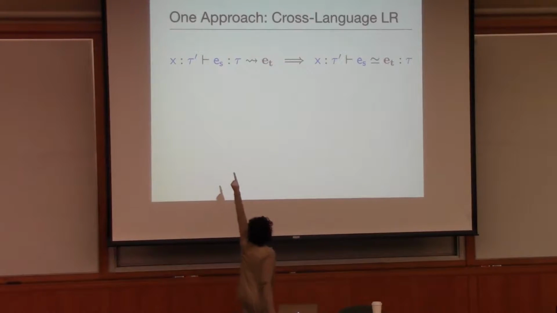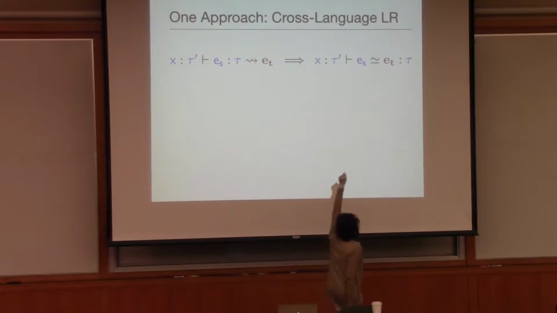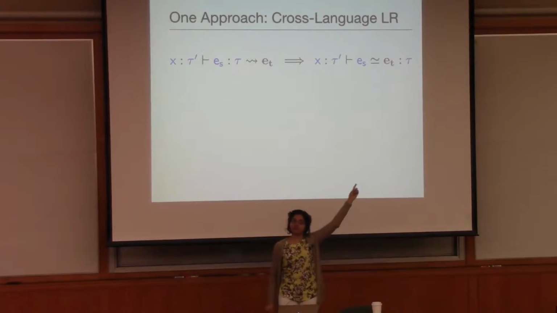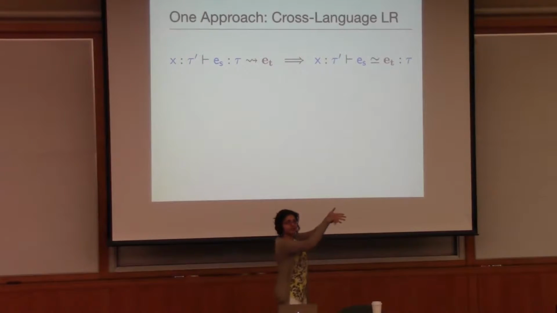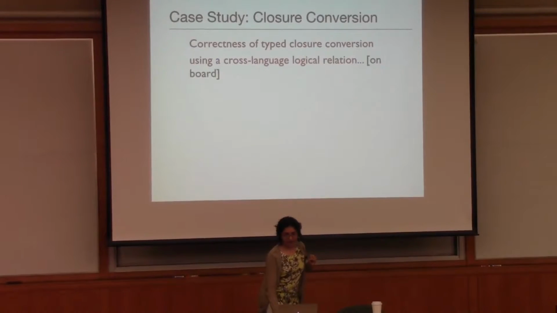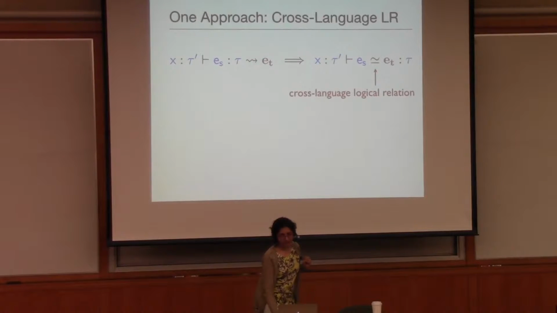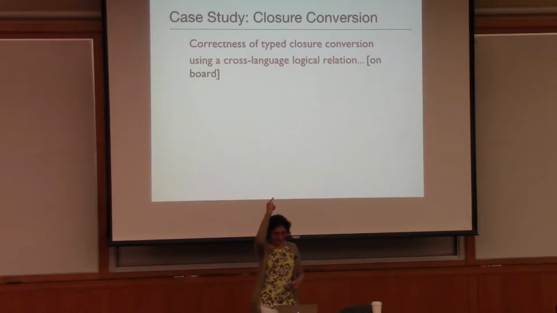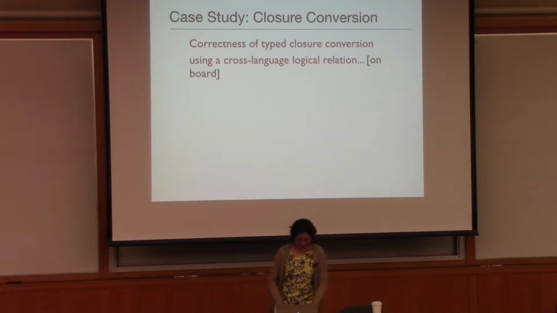All right. So if this open component ES compiles to ET, then we want to show that ES is logically related to ET. My funny symbol there is a logical relation. It's a cross-language logical relation. That's why I'm not using a double squiggle. I was trying to sort of distinguish this. Okay. Let's switch to the board now. We'll do type closure conversion using a cross-language logical relation on the board for the rest of the lecture. All right.